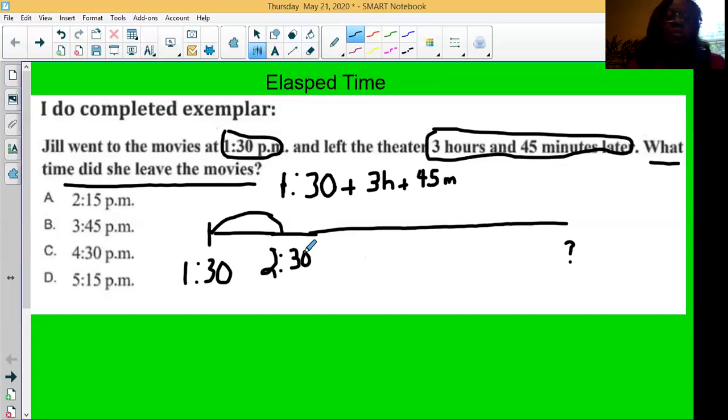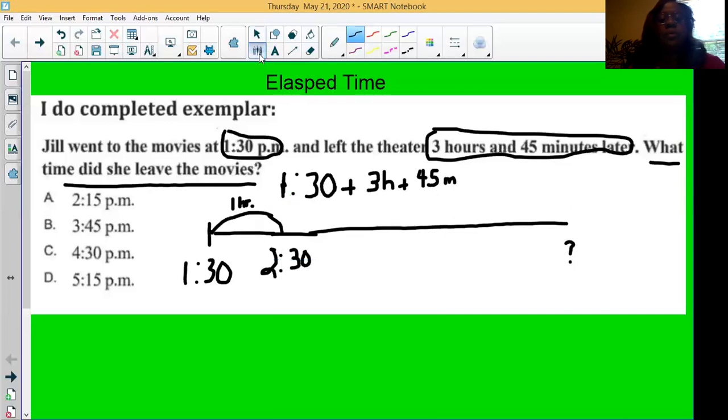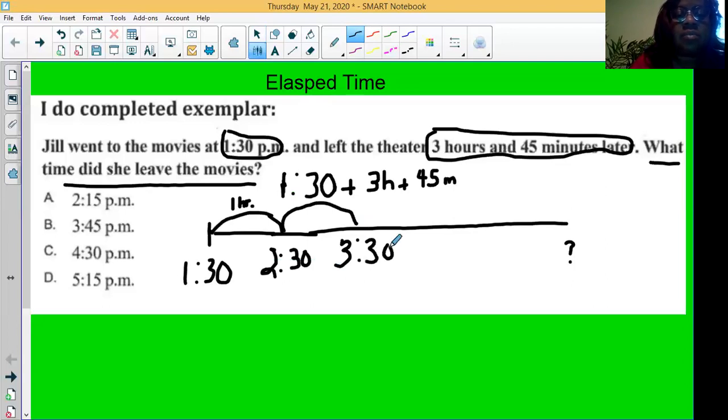Okay, so that's 1 hour. So you label yours just as I have mine labeled. And I'll put HR, that stands for hour. Okay, so from 1:30 to 2:30 is 1 hour. Then we'll take another jump. So we'll take another hour. So 2:30, 1 hour later, we make that 3:30. So that's another plus 1 hour.